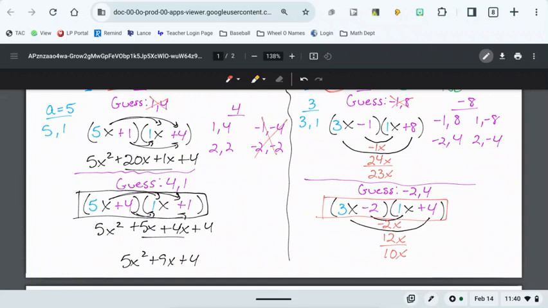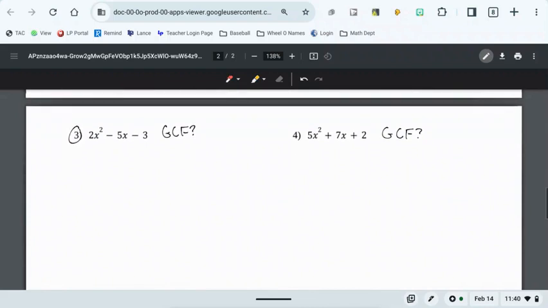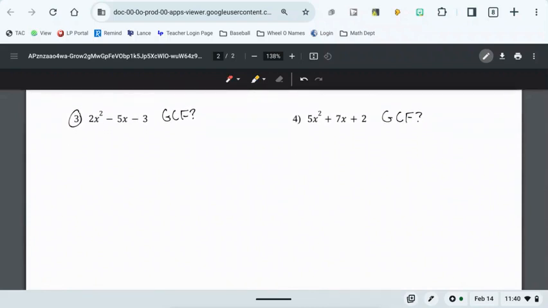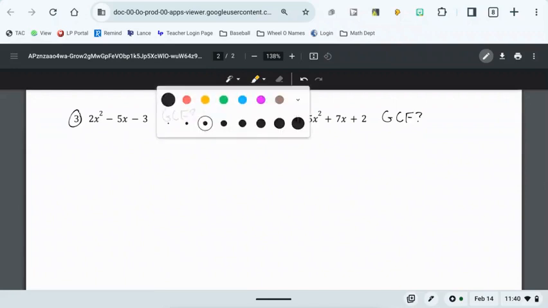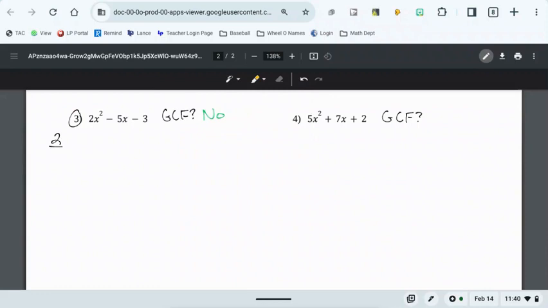All right, let's go ahead to the next page, backside, and check out number 3. So for number 3, we check. There is no GCF. No number goes into 2, -5, -3. And we go ahead and check for factors of 2: 2 and 1, only the positive factors. And then factors of -3, which gives us 1, -3, or -1, +3. And again, we have the flipped versions of all those to try as well.